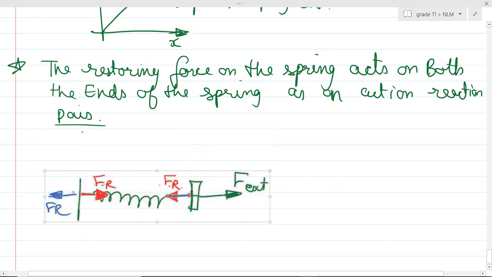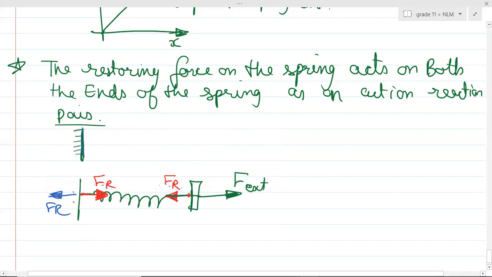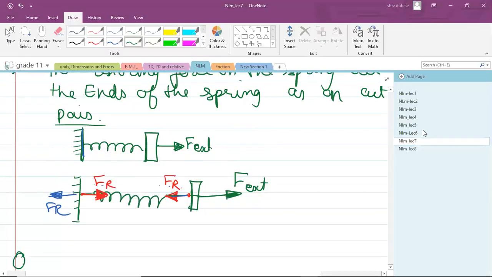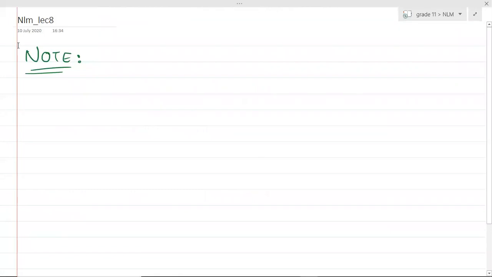This will happen when I displace it from the mean position. When it was at its original length, there was nothing, right? But when it got displaced, then you got this force. Always remember the direction of this force is equal and opposite. Is this clear? Shall we start doing some questions on spring? Yes, sir. Let's start. So these were the two points which I wanted to tell you. These two points will help you in solving the questions.